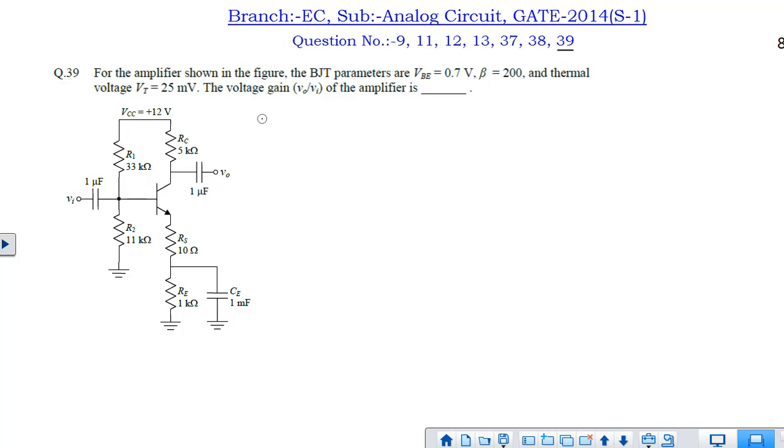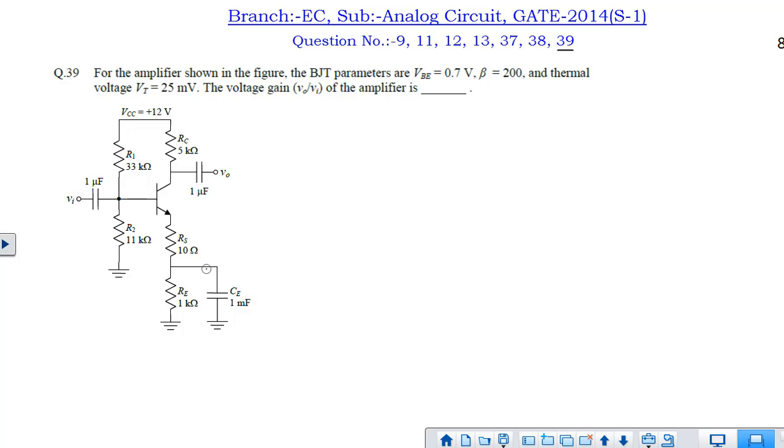Next question is question number 39. In this question, we have to find out what is the voltage gain of this amplifier circuit. Here VBE value is given 0.7 volt, beta value is given 200, thermal voltage VT value is given 25 millivolt. We have to find out what is the gain of this amplifier.